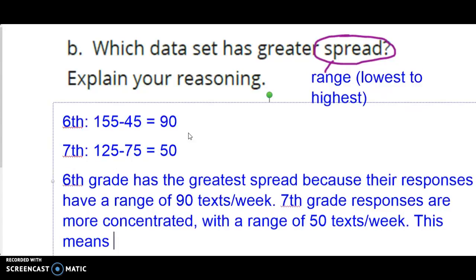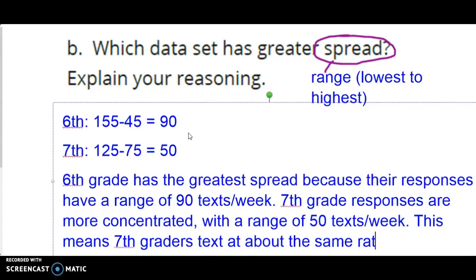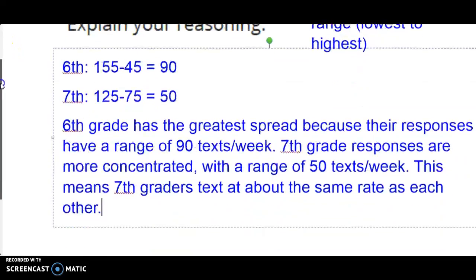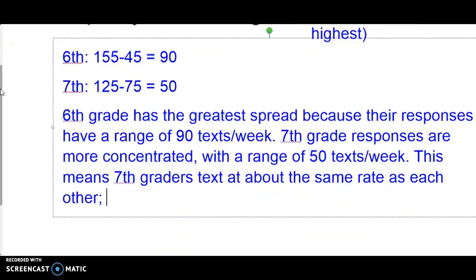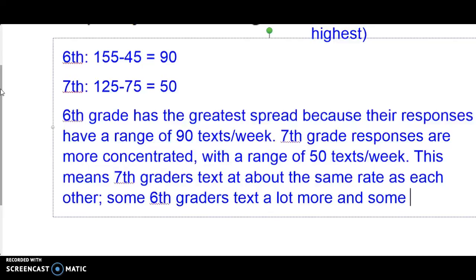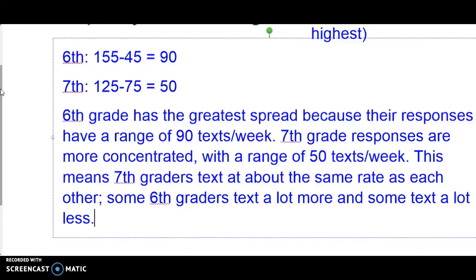This means that 7th graders text at about the same rate as each other, whereas some 6th graders text a lot more and some text a lot less.